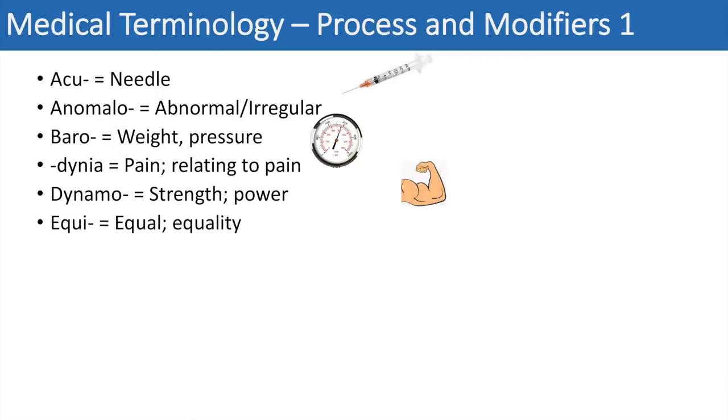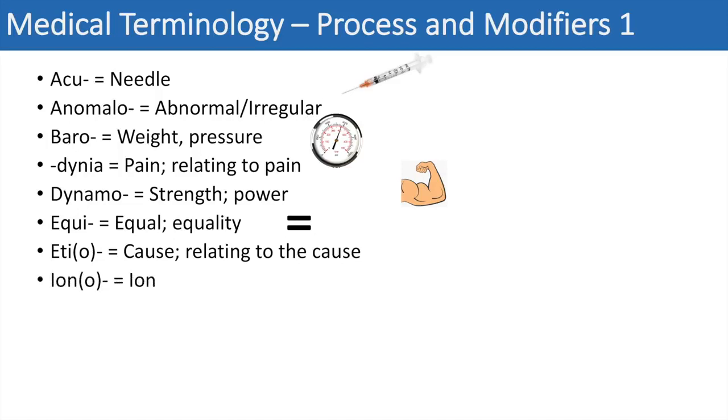The next one is equi. This means equal or equality, so very easy to remember. So equi just simply means equal or equality. Another prefix is et or etio. This means cause or relating to the cause. So you can think of etiology. The etiology of a medical condition would be the cause of that medical condition.